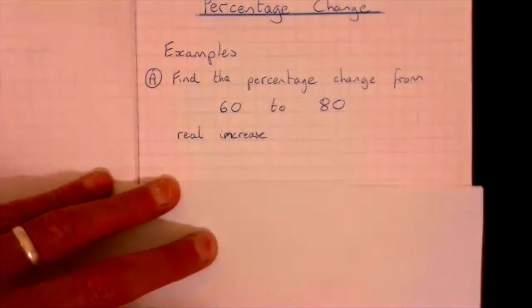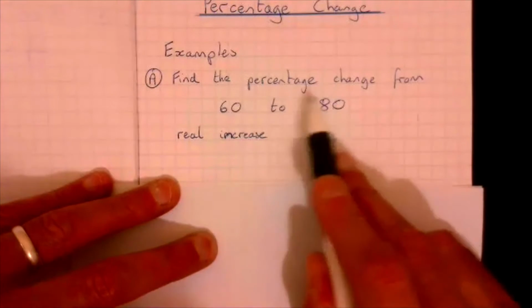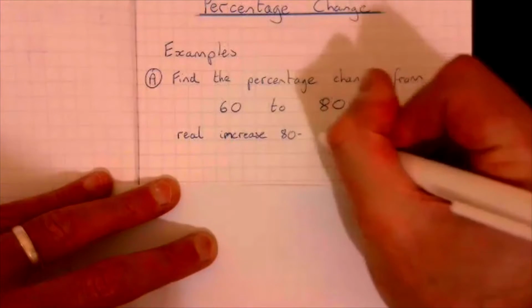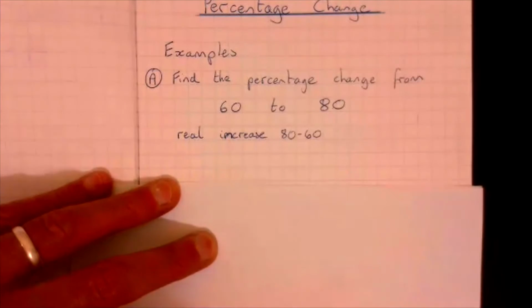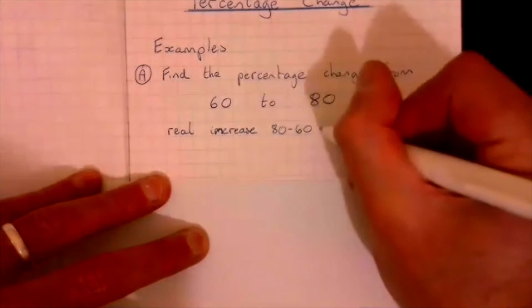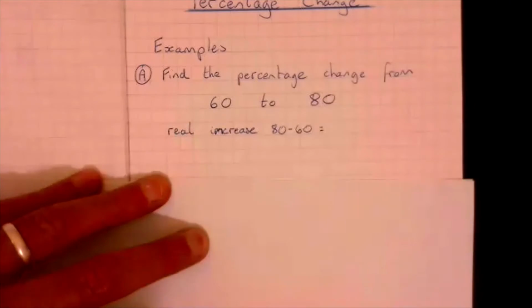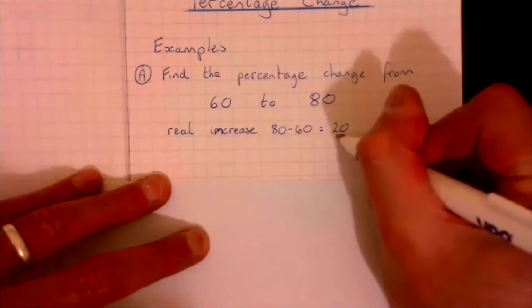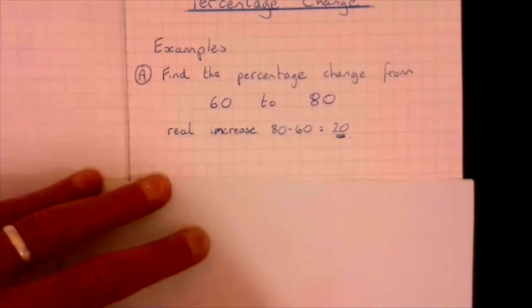Right, the real increase is 80, take away 60. Remember, I don't mind you using a calculator as long as you write down what you're doing. So 80 take away 60. So the real increase, the actual increase, is 20.